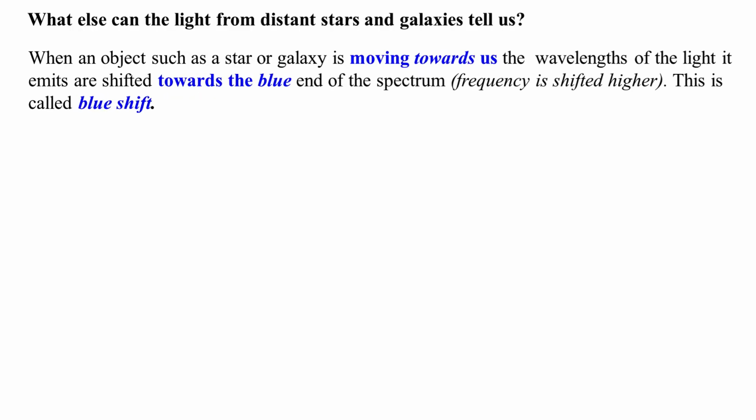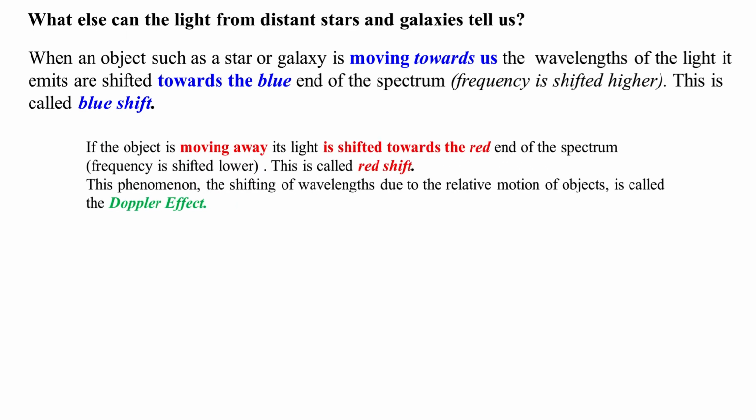What else can the light from distant stars and galaxies tell us? When an object such as a star or galaxy is moving toward us, the wavelengths of the light it emits are shifted toward the blue end of the spectrum. Frequency is shifted higher. This is called blue shift.